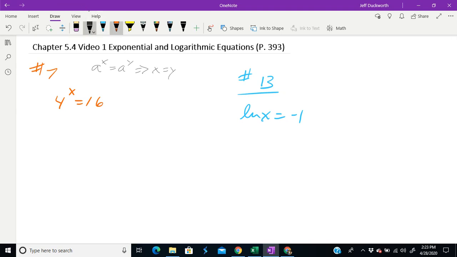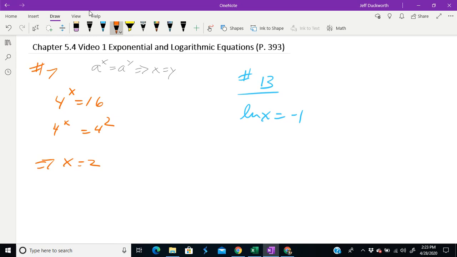So let's take a look at this problem. How can we write 16? 4 to the x is going to stay, but 16 is really 4 squared. And now I have the same a here. A is 4 in both cases. So this means that x must equal 2. And I'll do a problem where we have to use a logarithm on a later video.